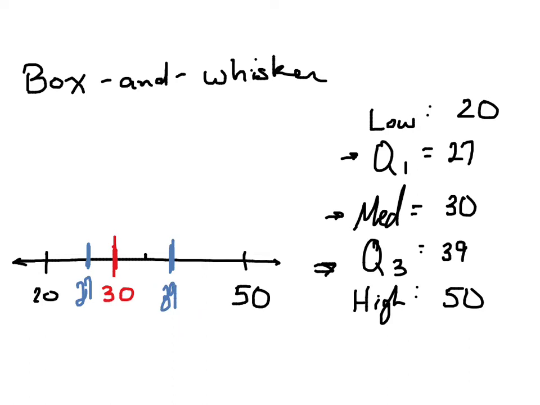So then, in order to make a box and whisker plot, what you do is you make a box from quartile 1 to quartile 3.